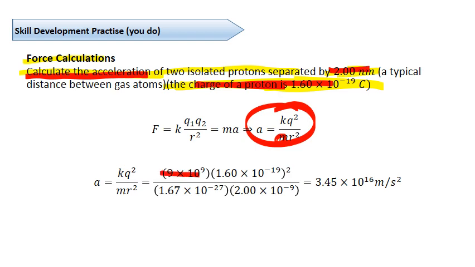I've got here, substituting in the values, 9 times 10 to the 9 for K, 1.6 times 10 to the negative 19 for the charge of my proton, the mass of my proton given in my data book, 1.67 times 10 to the negative 27, and then the distance between them found in the question, 2 times 10 to the negative 19. Now my answer, 3.45 times 10 to the 6 meters per second squared. Really, really important that my units for acceleration are meters per second squared.